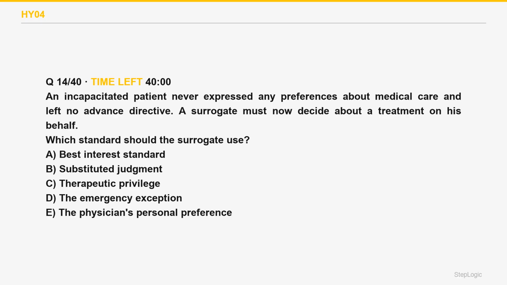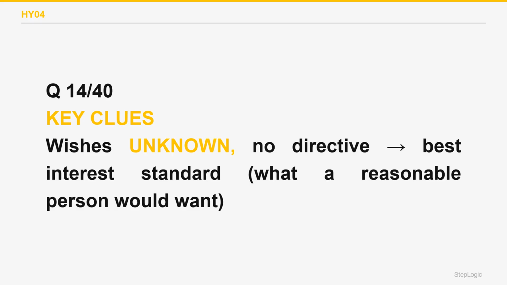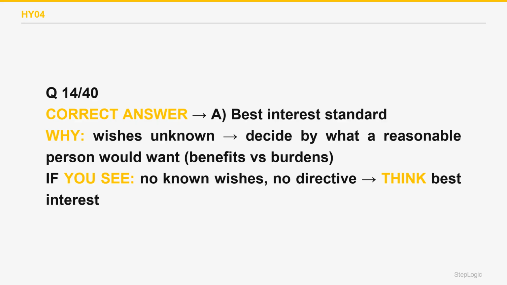Read the command: the standard when the patient's wishes are unknown is to decide what a reasonable person would want. When a patient's wishes were never known and there is no directive, the surrogate uses the best interest standard, choosing what a reasonable person would want, weighing benefits and burdens. This is the fallback precisely because substituted judgment is impossible without any knowledge of the patient's values. The correct answer is A.